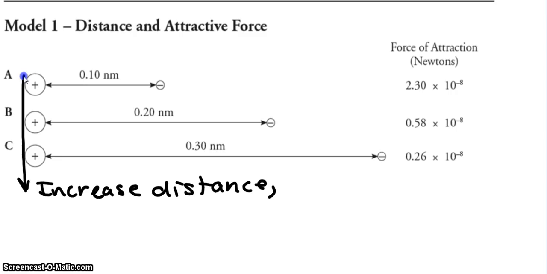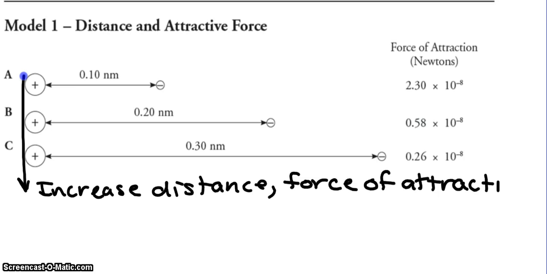As we increase the distance, when we look at the force of attraction and the values are measured in newtons, you will notice that the force of attraction decreases. So if you think of this like magnets, if I would hold 2 magnets relatively close together, it's pretty likely that one magnet will attract to the other.